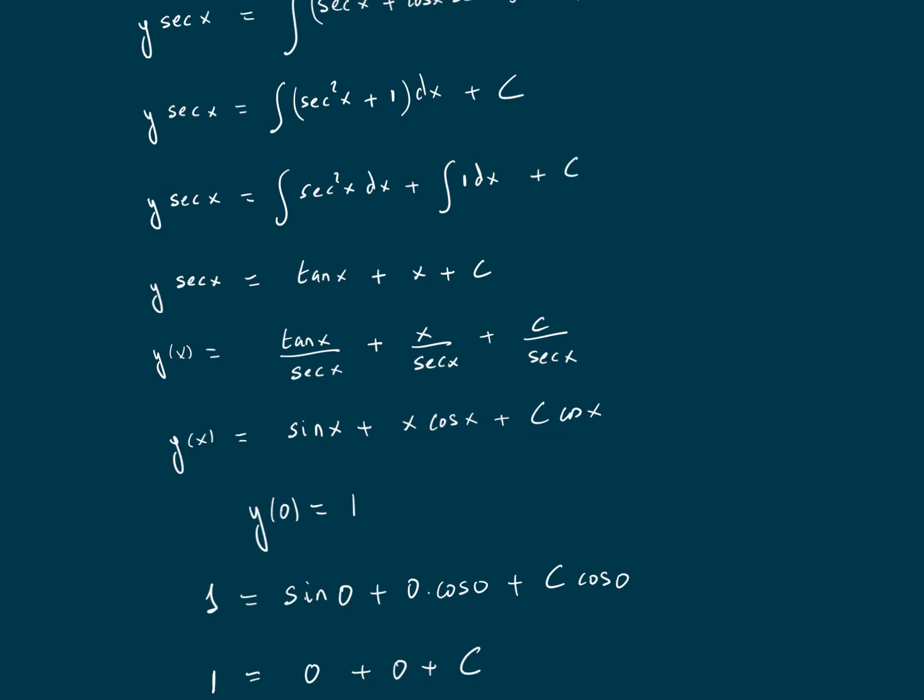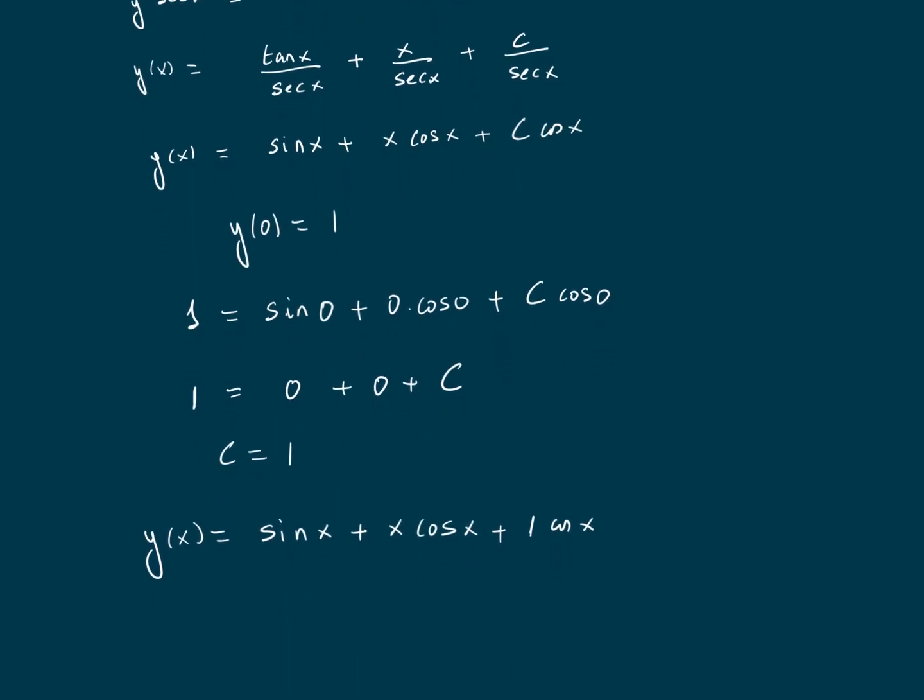But now we have to impose the initial condition. The initial condition of the particular solution is y of 0 is 1. So when y is 1, x is 0, so we plug in x equals 0 into this equation to find c, and we impose that y is 1. So 1 equals sine 0 plus 0 cosine of 0 plus c cosine of 0. Cosine of 0 is 1.